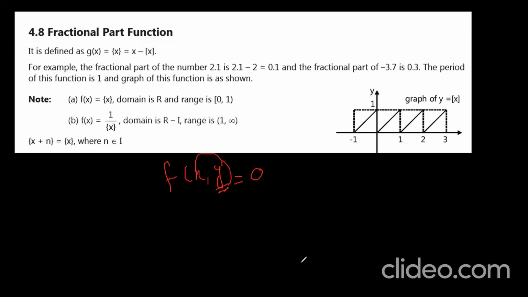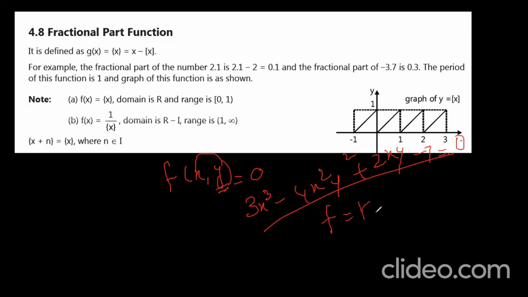For example, 3x cube minus 4x square y square plus 2xy minus 7 is equal to 0 is an implicit function. So we observed all the functions like exponential, implicit, constant function. F is equal to k is a constant function. So the range of a constant function is always a singleton set. Range is singleton set.